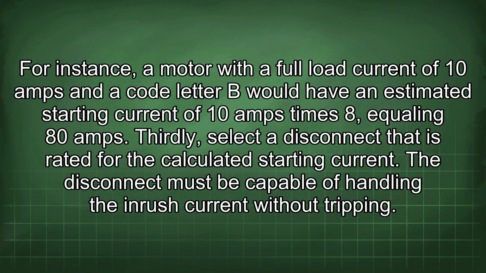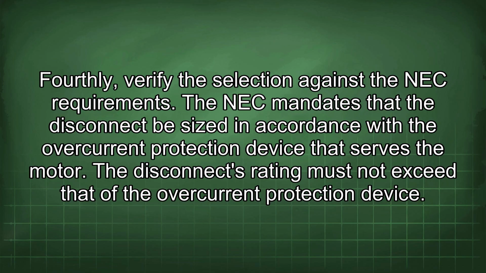Thirdly, select a disconnect that is rated for the calculated starting current. The disconnect must be capable of handling the inrush current without tripping. Fourthly, verify the selection against the NEC requirements. The NEC mandates that the disconnect be sized in accordance with the overcurrent protection device that serves the motor. The disconnect's rating must not exceed that of the overcurrent protection device.